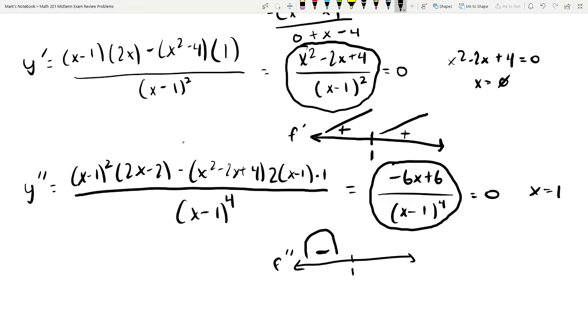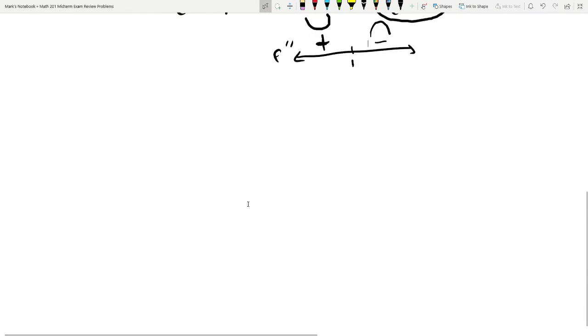And if I plug in 0, I would get a positive 6. My apologies. So an upwards facing bowl. But then when I plug in a value like 2, then I would get negative. And so I get a downwards facing bowl. Okay? Now, that's a lot of information, but I will now show you how to use all that information in order to graph our function.